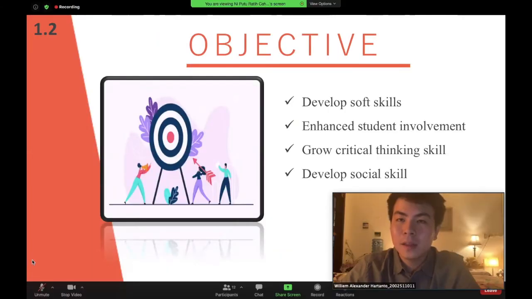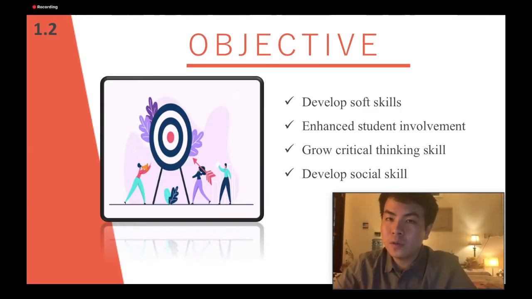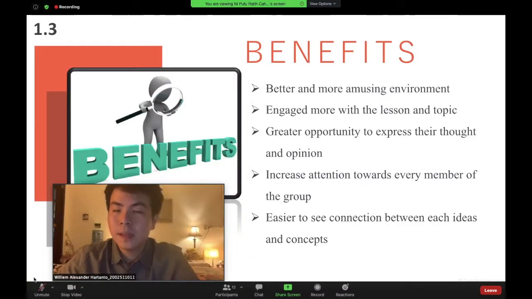Next is the objective. The objective of this small group discussion for medical students is to make students able to develop their soft skills such as communication, self-esteem, while also sparking of student engagement and critical thinking skill. Moreover, small group discussion will develop students' social skill by teaching them how to work communally that will be really useful in the future.